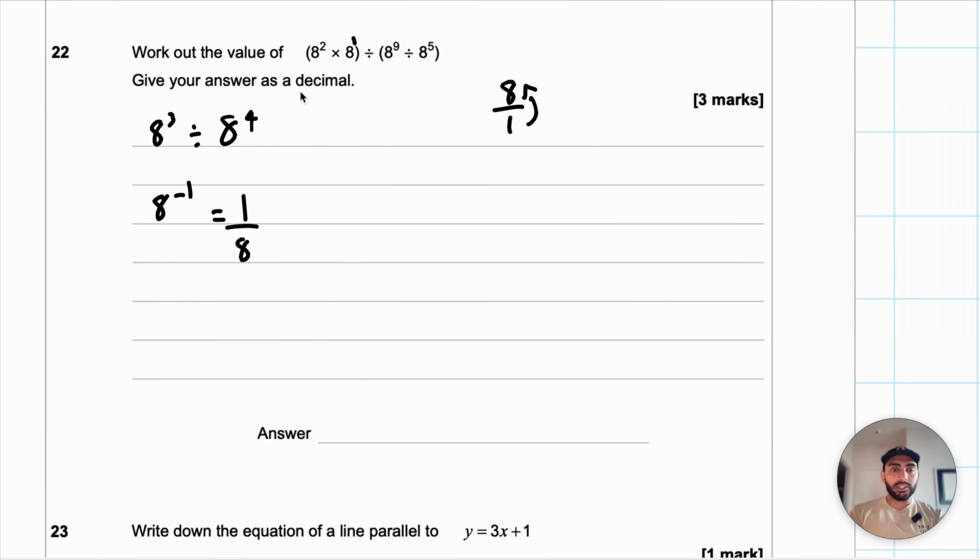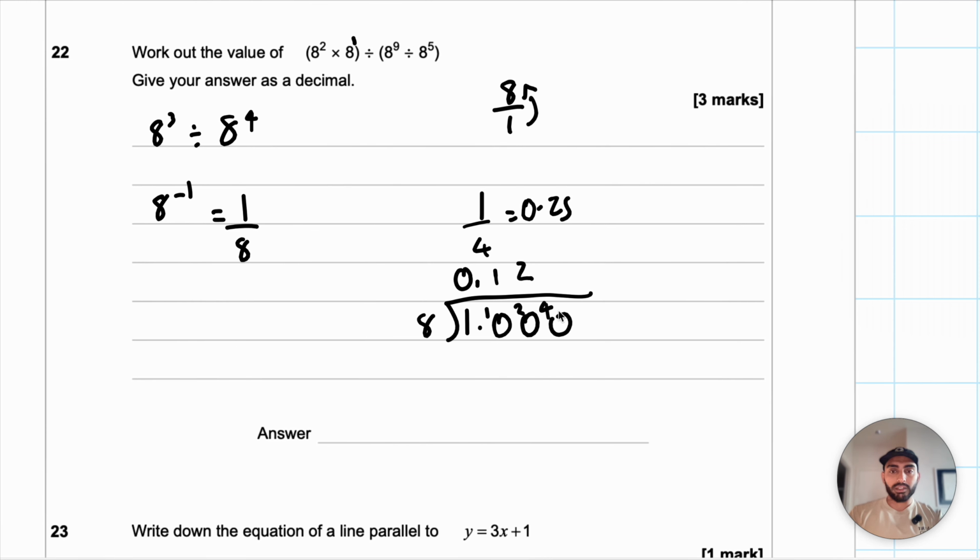We're not finished yet. We need to give our answer as a decimal. We need to do 1 divided by 8. If you know 1/8 is half of 1/4, and 1/4 is 0.25, you could just half this 0.25 to become 0.125. If you're not sure about that, you could do 1 divided by 8. So 1 divided by 8, 8 doesn't go into 1, so that would be 0. I put a decimal here and a decimal here, put a few extra zeros, carry that 1 over. 8 into 10 is 1 with a remainder of 2. 8 into 20 is 2 with a remainder of 4. 8 into 40 is 5, so it'd be 0.125.